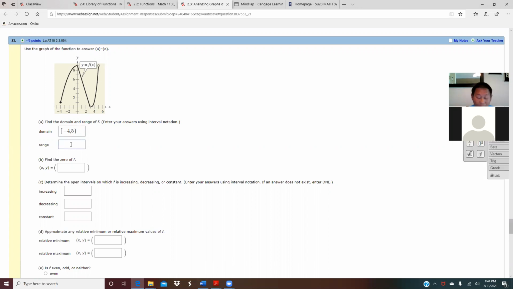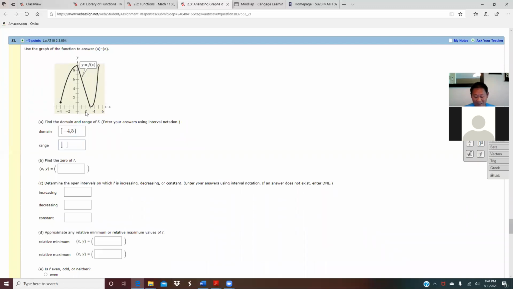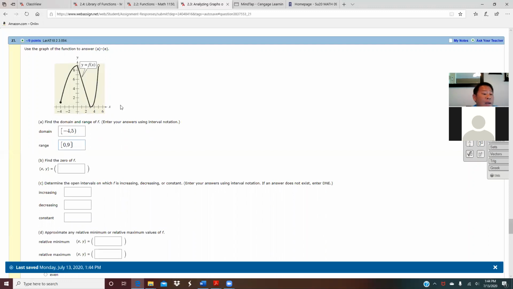So it will start from 0 and it goes all the way till 9. Now, since they touch us at 0 and they touch us at 9, you will use brackets in this case. So this is what your range is for this function f. Next, you have to find the 0 of f.